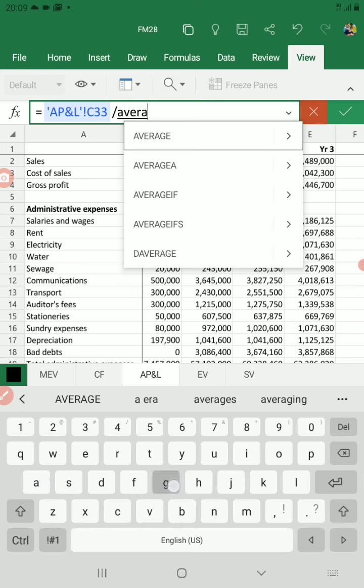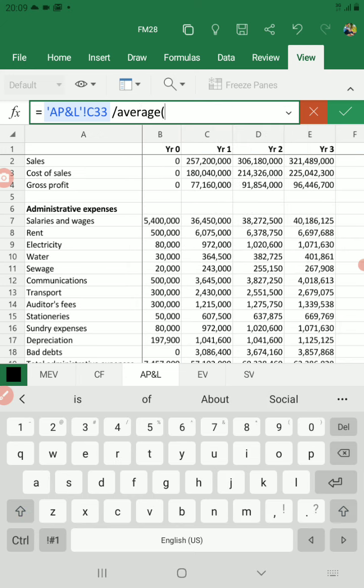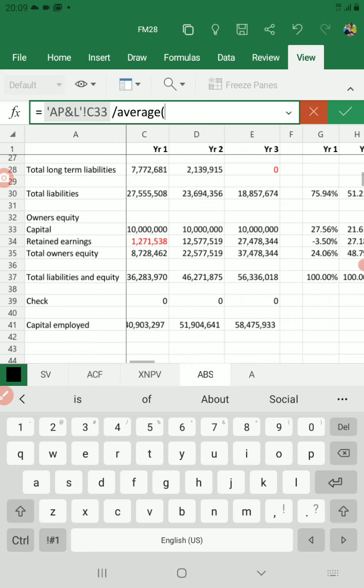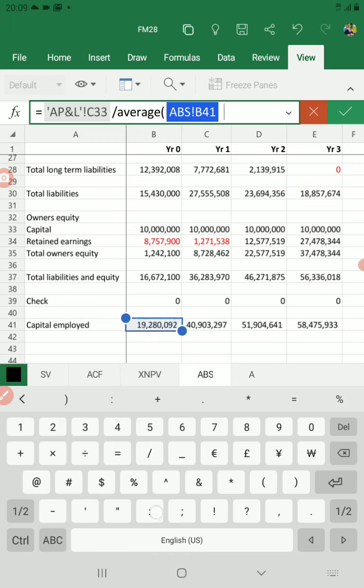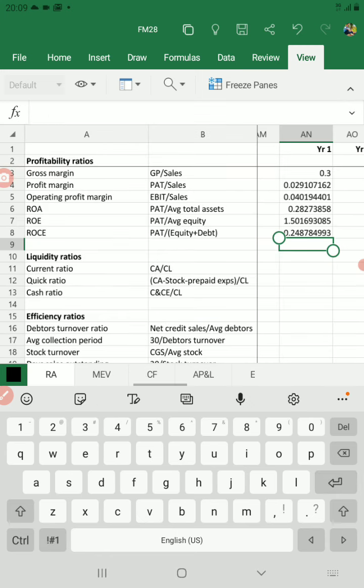average, open the bracket, capital employed, which is in our annual balance sheet here, and we take the average for this year 0 and full columns, and then year 1. Then close the bracket, press enter.